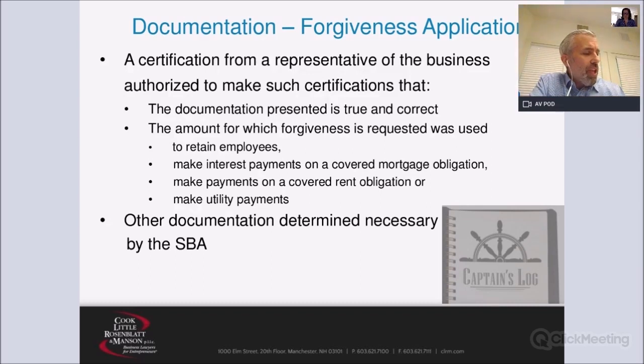You also have to provide, as part of it, a certification from a representative of the business that all of the documentation that you're providing is true and correct. The certification has to include a statement that the amount being requested for forgiveness was used for the purposes you see here on the slide, to retain employees and for other forgivable expenses that we've talked about: interest payments on covered mortgages, payments on rent, utility payments. And as another category, other documentation that the SBA may determine is necessary.